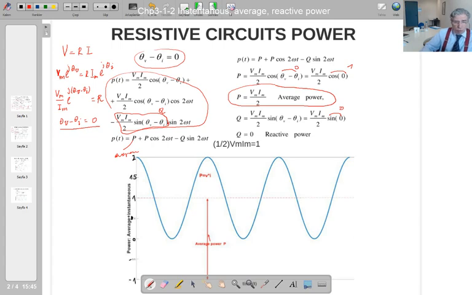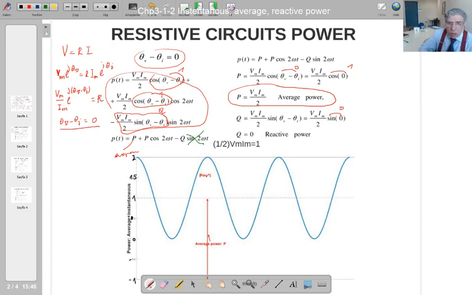So if we draw the instantaneous power for this case, that's going to be 1 plus, that is 1 once again, and that's going to be 0. So let's make it a different color here. For the instantaneous power, the coefficient Q is equal to 0, so that is going to disappear, and we're going to end up with this.